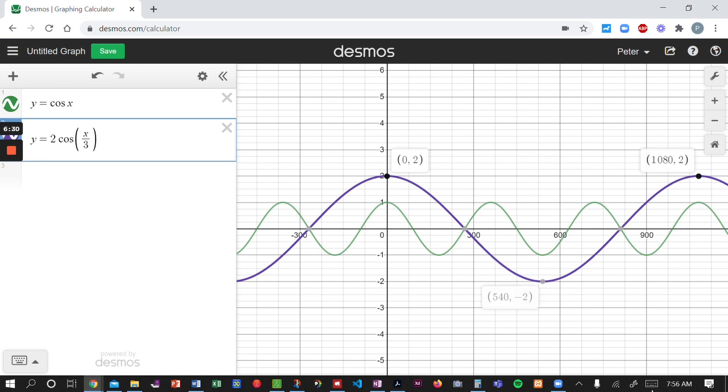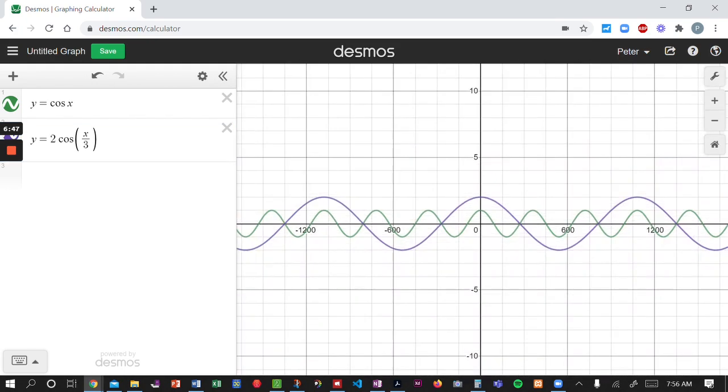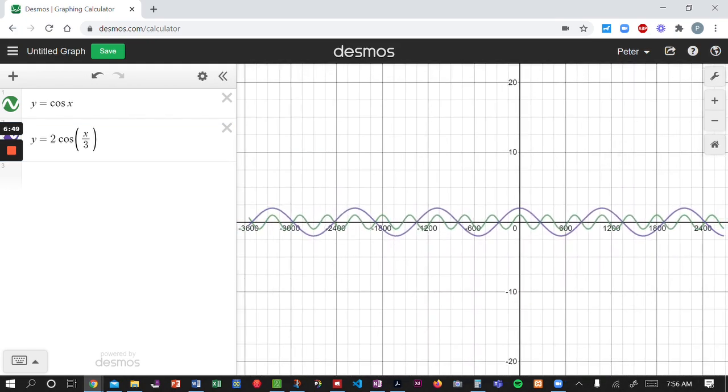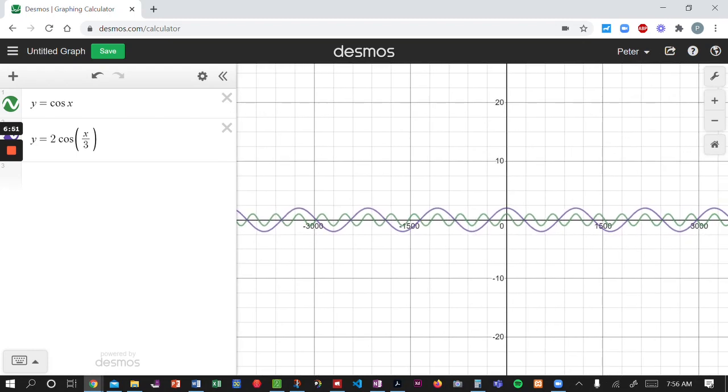In between those two, if we divide 1080 divided by 2, we get 540. That's where it's going to dip to its lowest point. And then we'll hit 0 between 0 and 540, so at 270, and then between 540 and 1080 at 810. All right. And then if we scroll out, we see that pattern just happens over and over again, right? It just continues to happen over and over again.